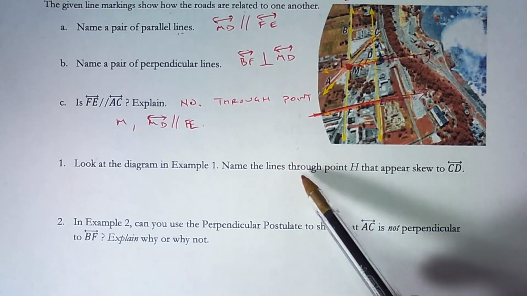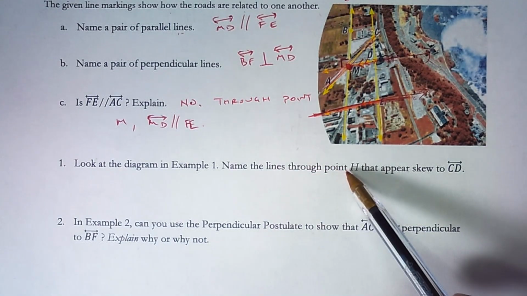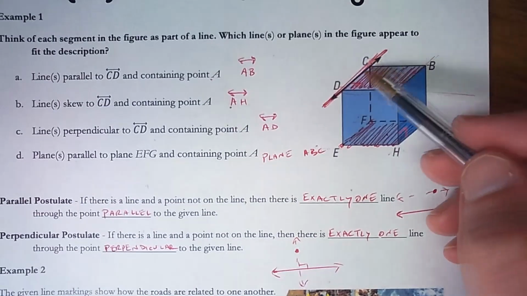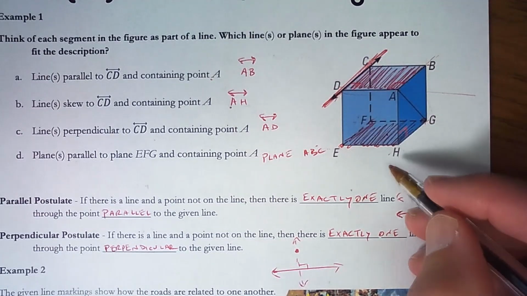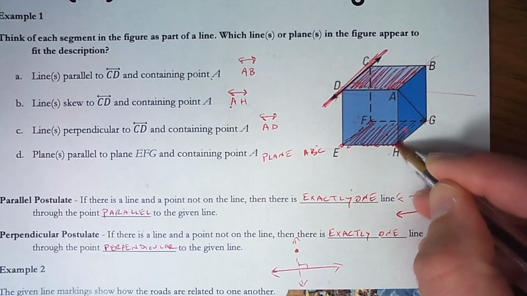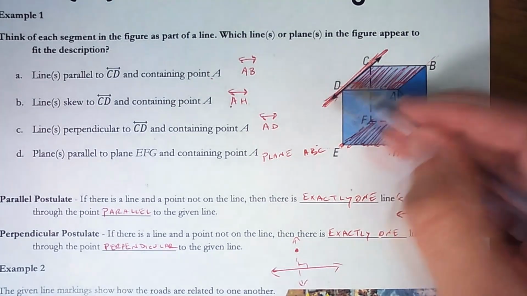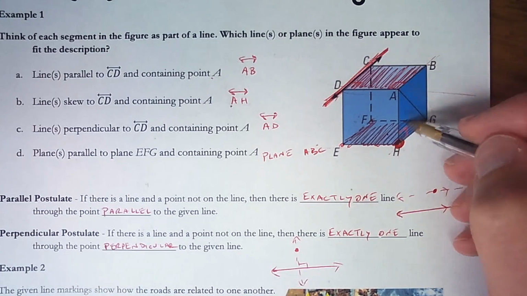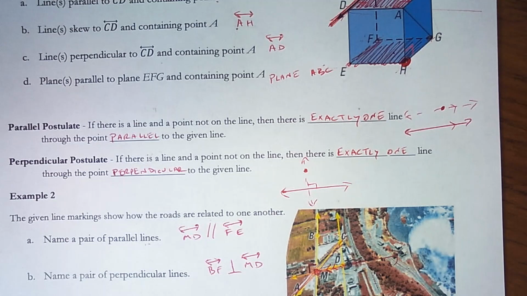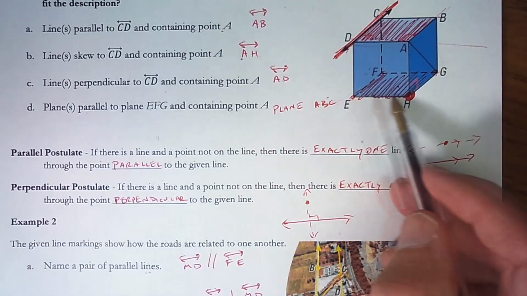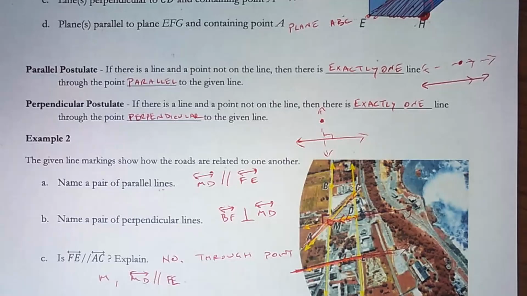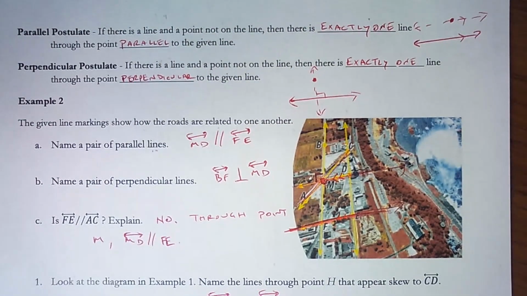Okay, now looking way above, name lines through point H that appear skew to line CD. So here's line CD through point H. Are there any lines that appear to be skew to this line? I would say there are two. I would say AH is skew to CD, so line AH. I would say that line EH is also skew to line CD.